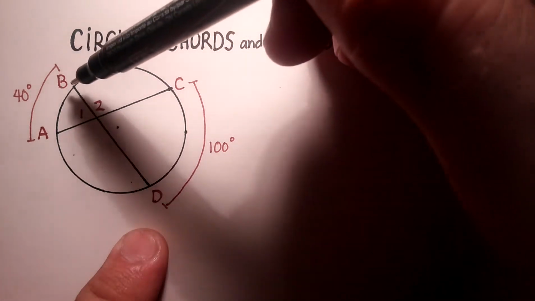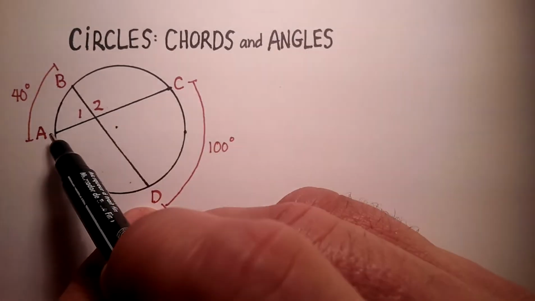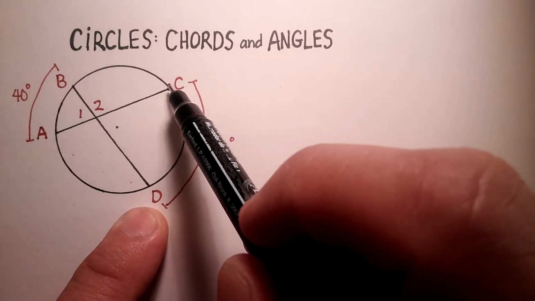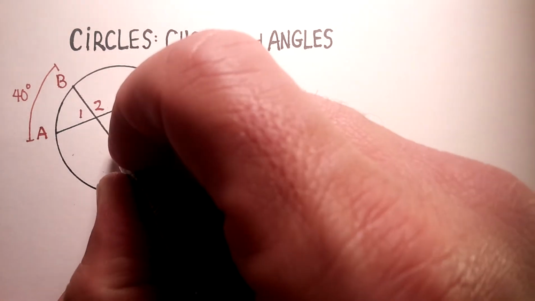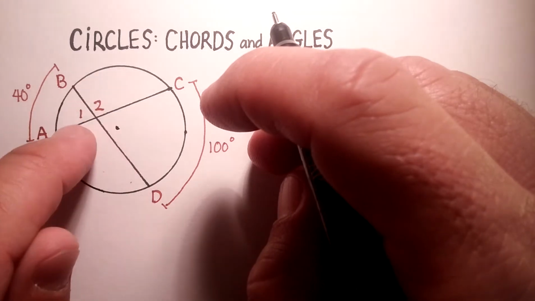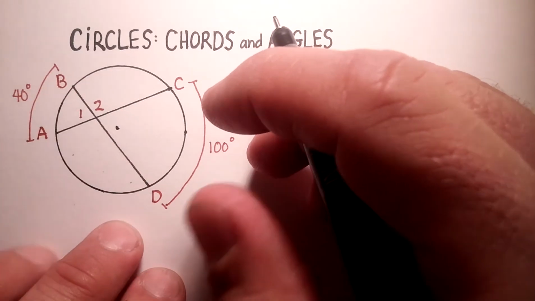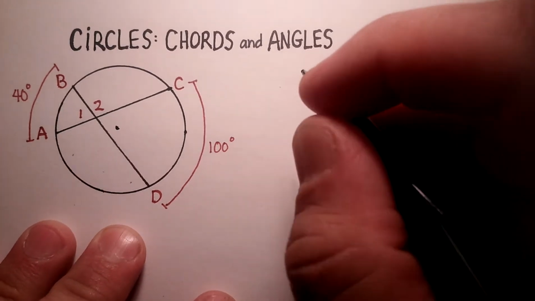Here's a situation. We have two chords. We have chord BD and chord AC. And the chords intersect inside the circle, but they do not intersect on the center point, okay? Can we find the angles of the intersections and the resulting angles that are made by those chords? And the answer is yes. Let me show you what the relationship is.